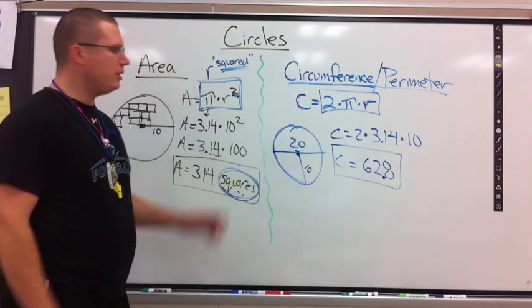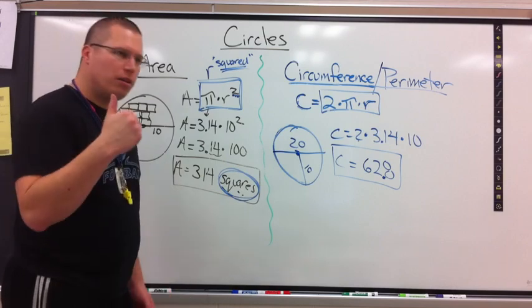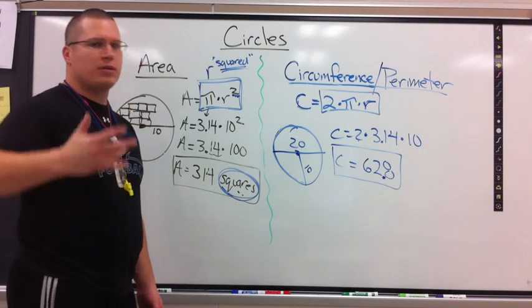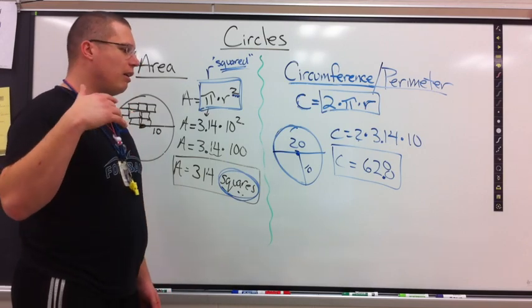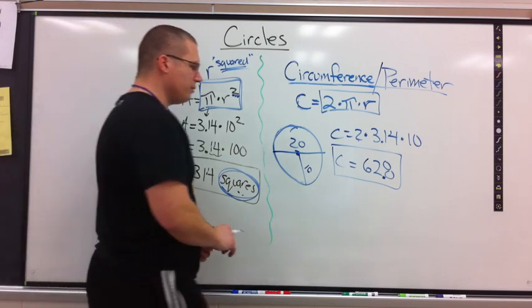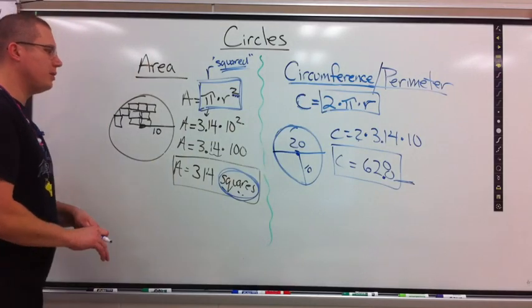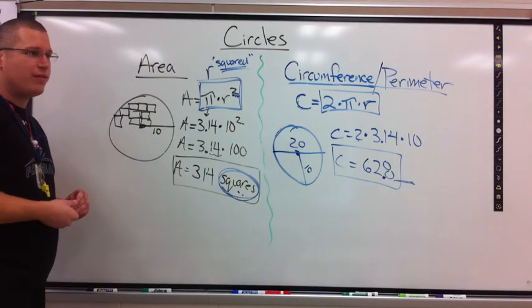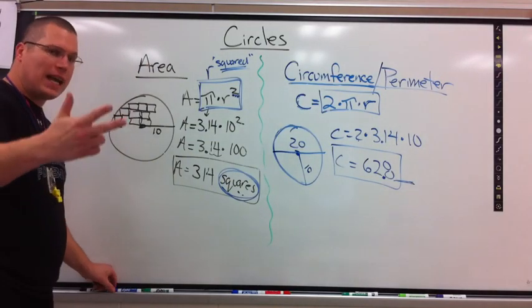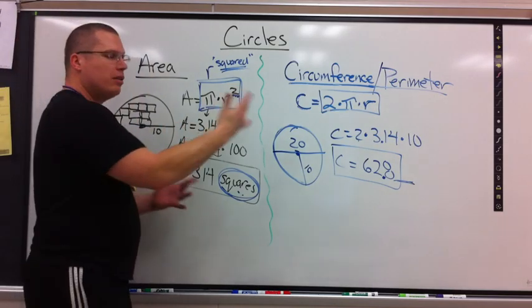What is my label? Distance around is feet, inches, meters, miles, hectometers, yards, I don't care. Circumference, distance around. That's it for circles, those 5 things. Radius, chord, diameter, area, circumference.